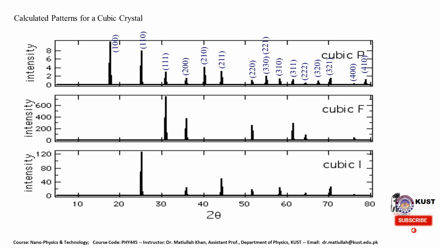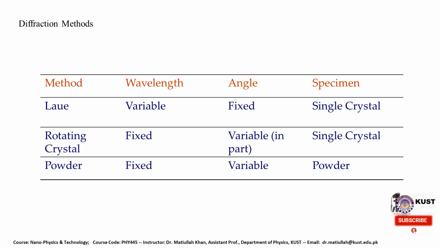So the calculated pattern for a cubic crystal is like that. We have the intensity that is compared and the different peaks are characterized. We have different methods for the diffraction techniques. These are the diffraction methods that have different specifications. Just like we have the Laue method, in which we use variable wavelength, and the angle is fixed, the sample is fixed, and the specimen should be a single crystal.